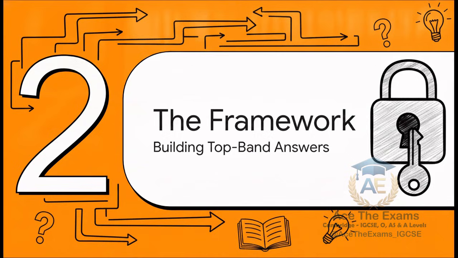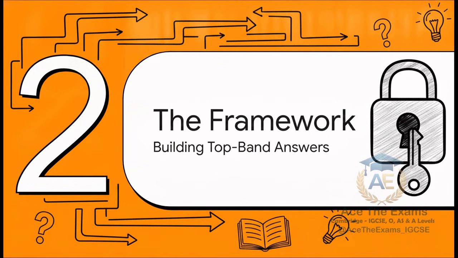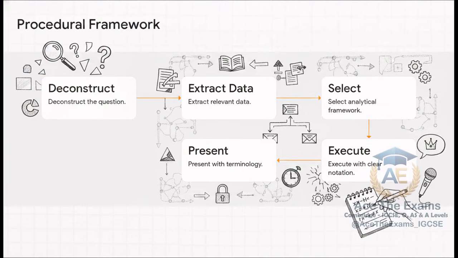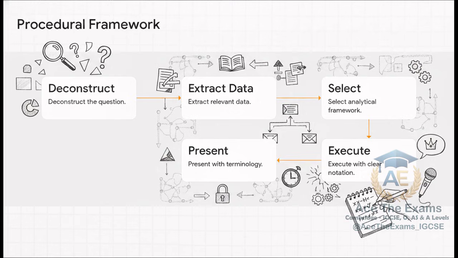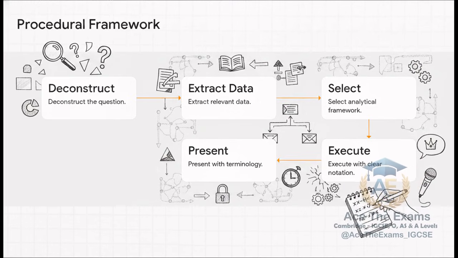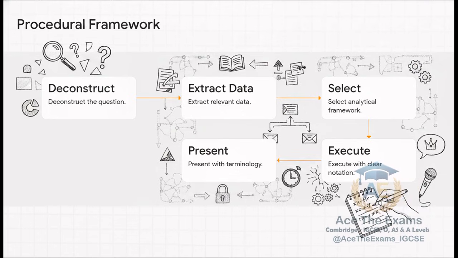Which brings us to Section 2, the framework for building top-end answers. This is the exact procedural framework you need to tackle those complex, high-stakes past paper problems on asymmetric encryption. And what's really cool here is just how logical this standardized sequence actually is.